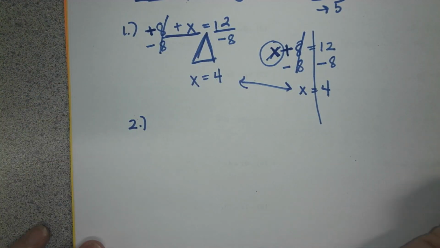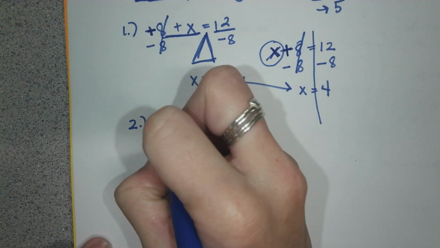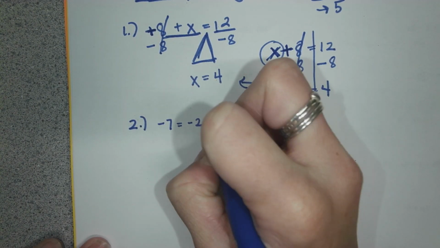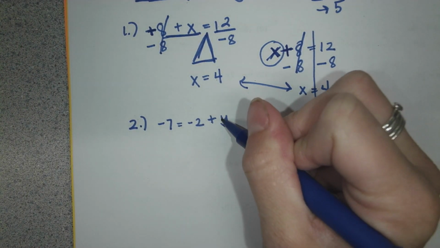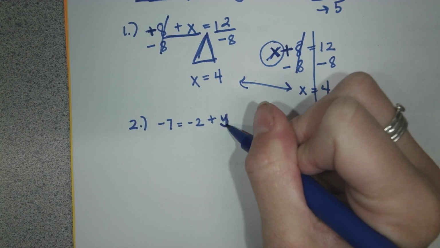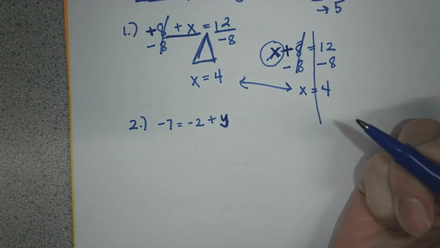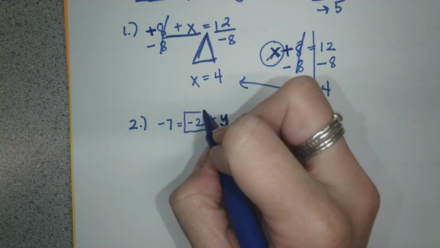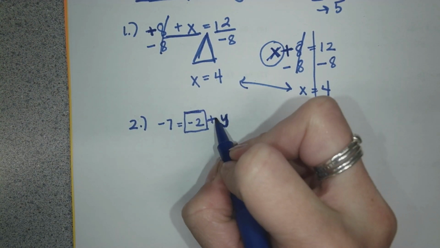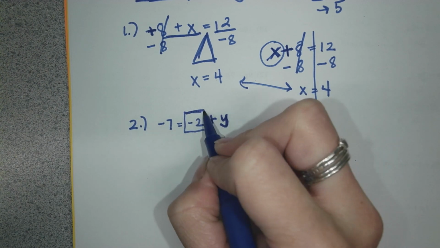Okay, so if I have a problem that says -7 equals -2 plus y. We're trying to figure out what's happening to the y so we can get it alone, all by itself and isolated, because we want to undo. So I look at this guy right here. Well, this is a -2. I know that there's a plus sign here, but this guy is still negative.